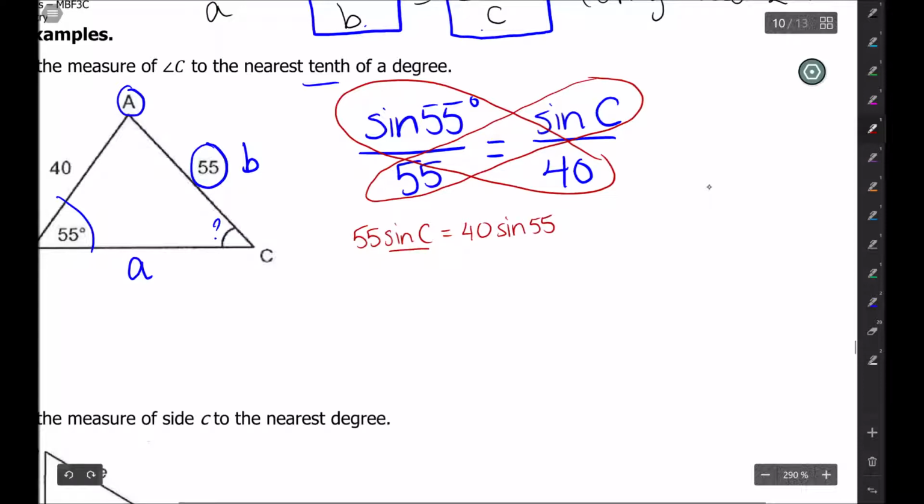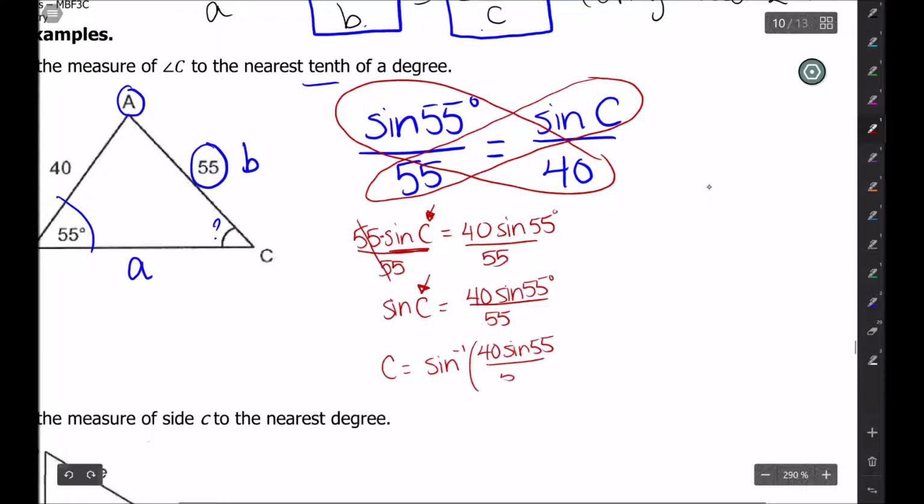Now my goal is to get the C alone, by itself. So I don't want this 55. The opposite of multiplication is division, so I'm going to divide both sides by 55. I end up getting that the sine of C is equal to 40 times the sine of 55 degrees all over 55. We're almost there, but again, our goal is to get the C alone. In order to get the C alone, I'm going to do inverse sine, because that's how I get the C out of the sine of everything that's left over here: 40 times the sine of 55 over 55.